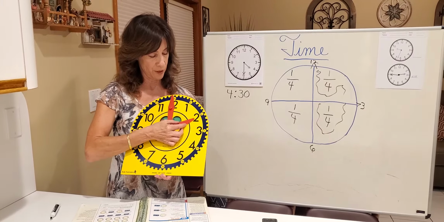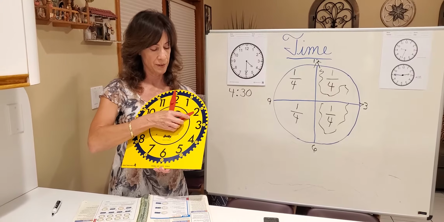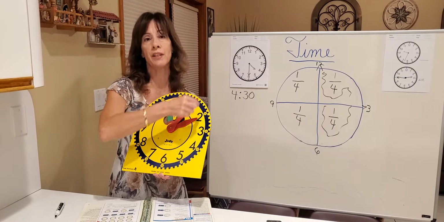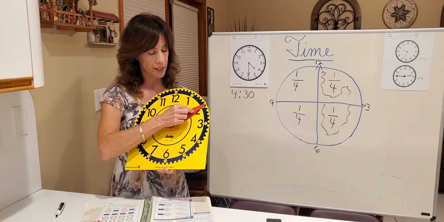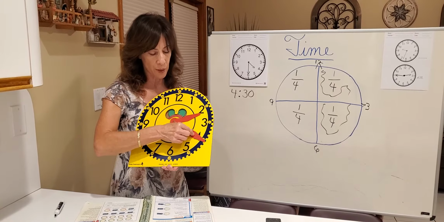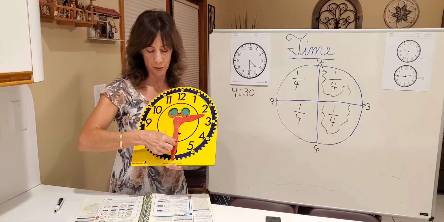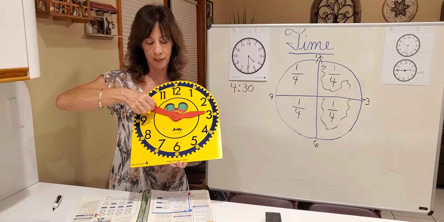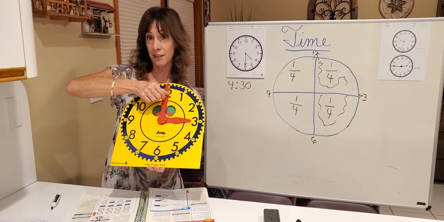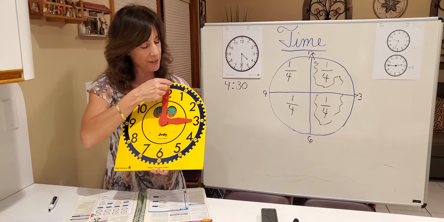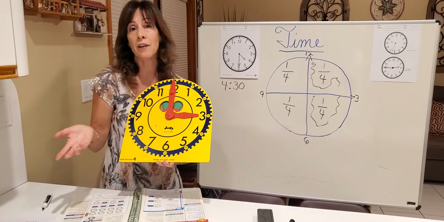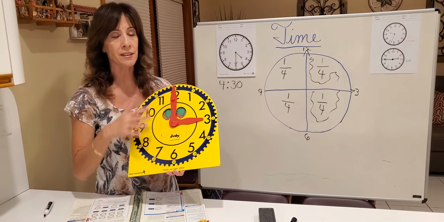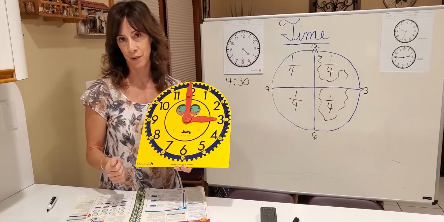So if we are here, let's say, just look at the long hand, and we begin. 5. We never start counting 5 here. We go to the next number. 5, 10, 15, 20, 25, 30, 35, 40, 45, 50, 55, and back up to 60. So we count by 5s. And the little lines in the middle are counted by 1s. And we're going to do those later on. Right now we're just going to practice the 5s, quarters, and half hours.